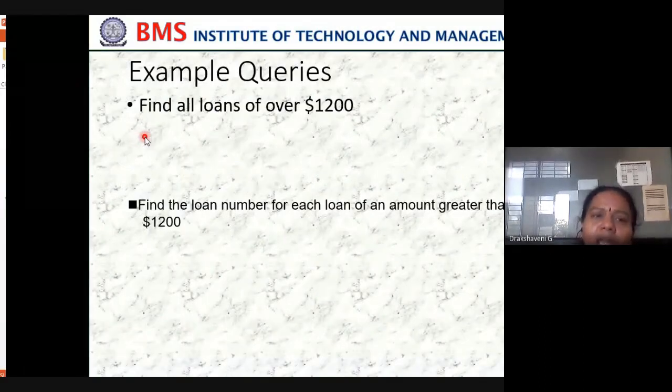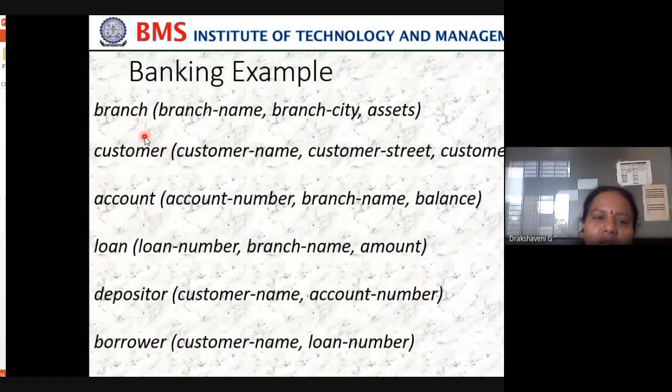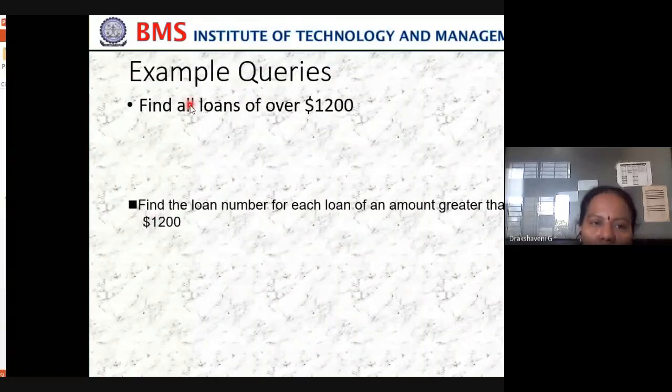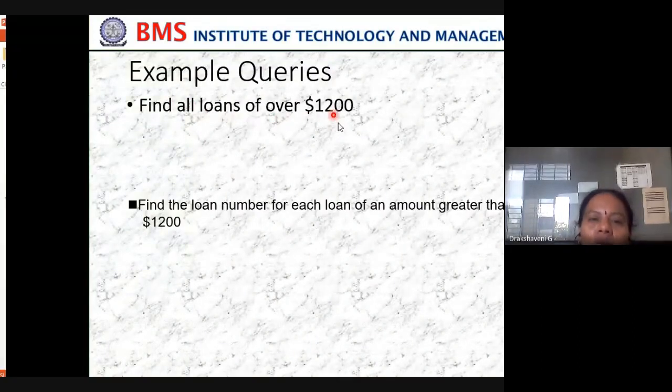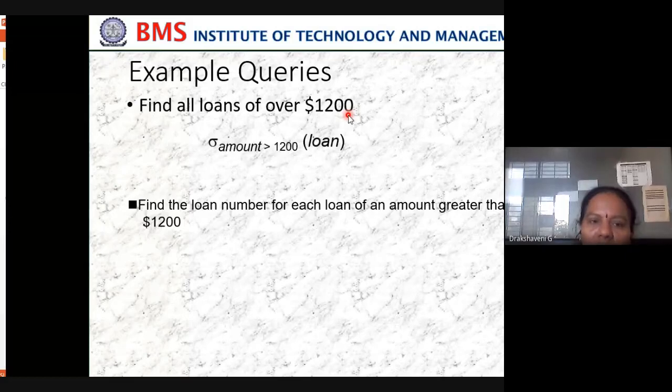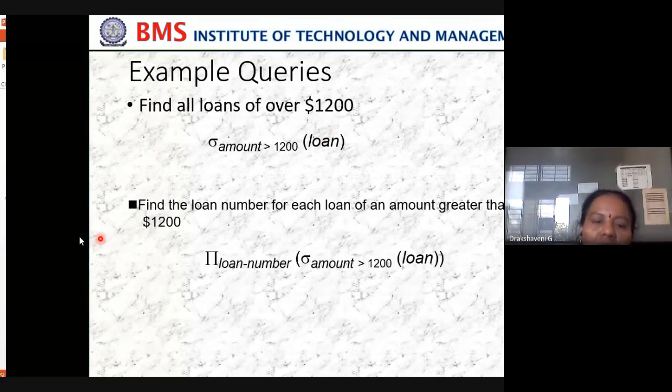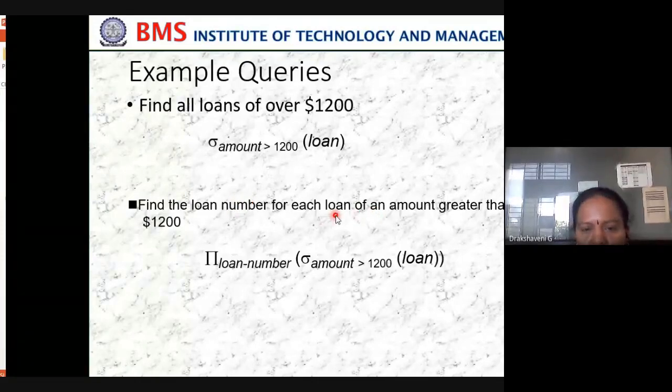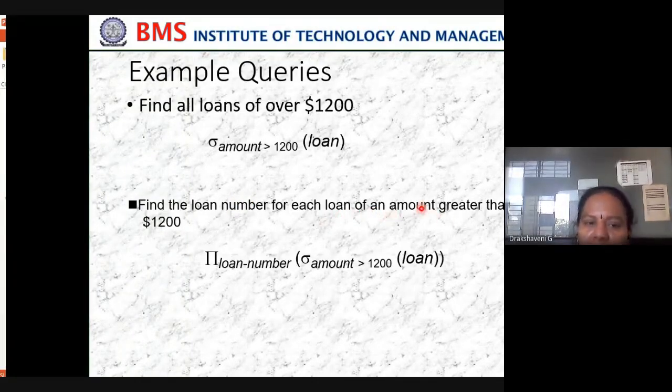In this banking database, I want to find all loans over 1200. So how do I select? I want rows, so what is the condition? Amount should be greater than 1200, from the loan relation. So that is the first solution. In the next one, I want the loan number of each loan with an amount greater than 1200.